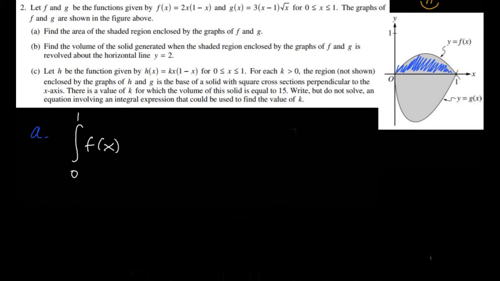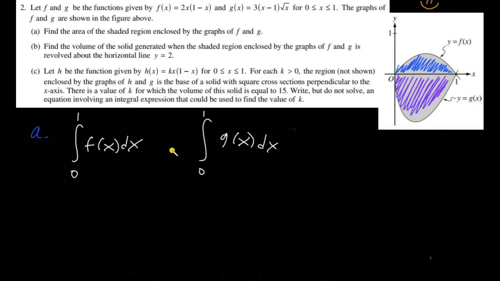Okay? And then if we were to integrate from 0 to 1 of g of x, and of course this is dx on both these, that would get us this purple region, because that's the area under the curve for g of x. That's this region, and this is f of x. So what do we do to get the total area?